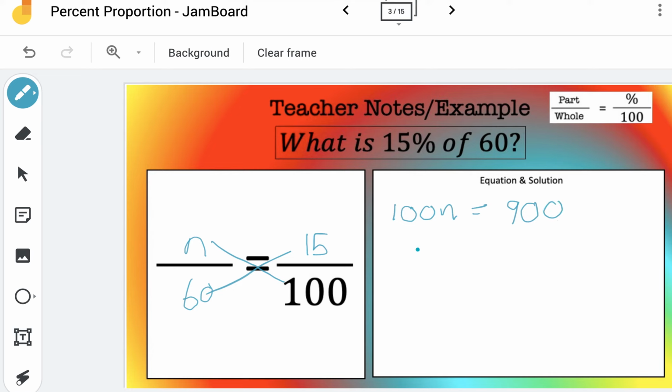And now to solve for n, I'm going to divide both sides by 100. And 900 divided by 100 gives us 9. And that's the answer. So 15% of 60 is 9.